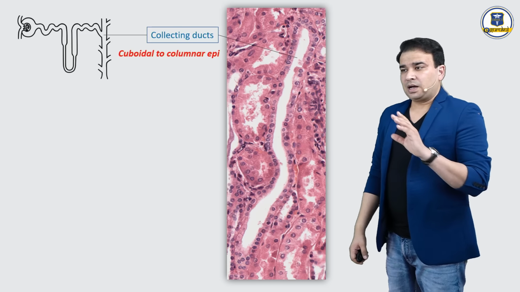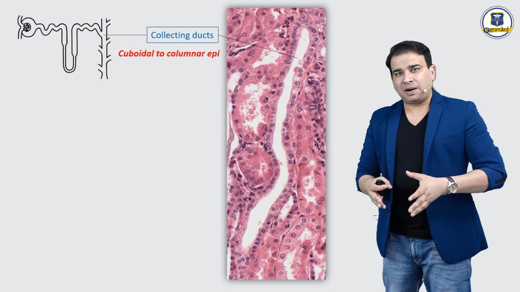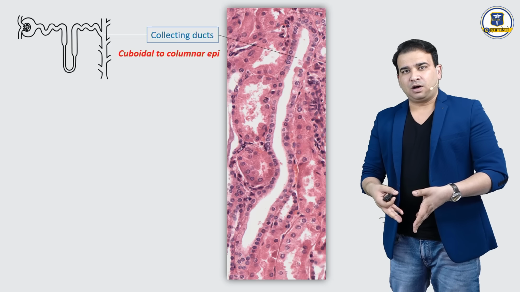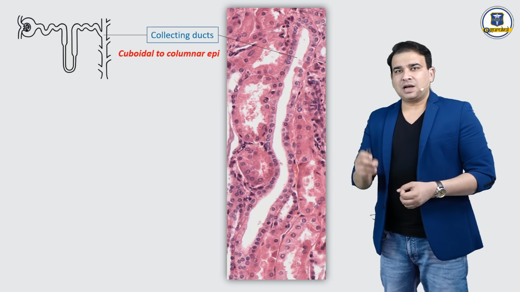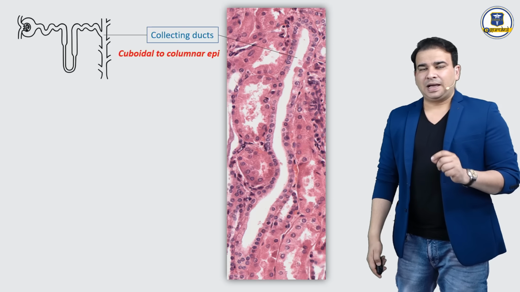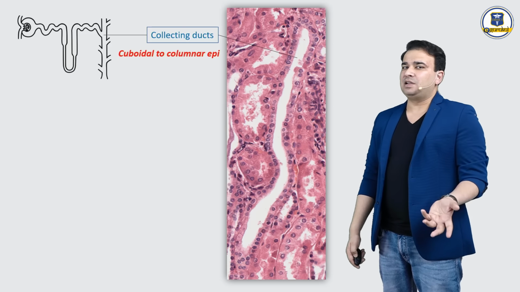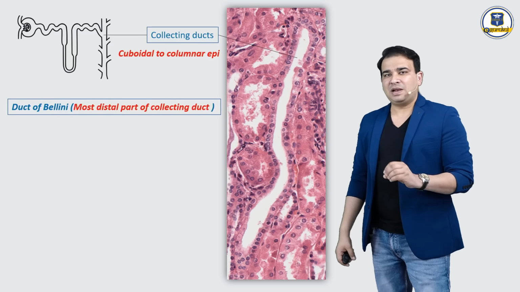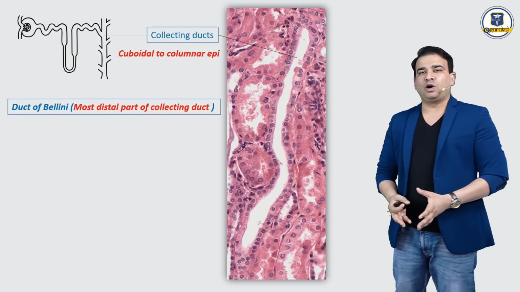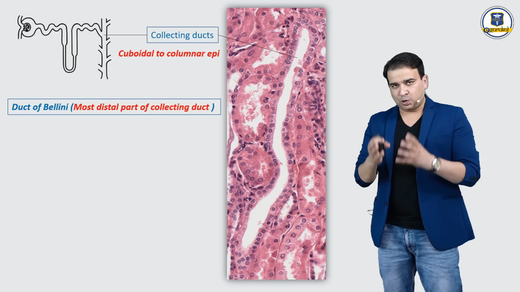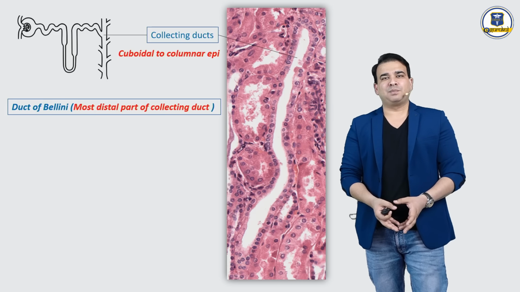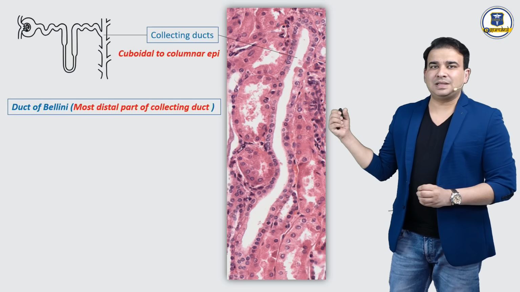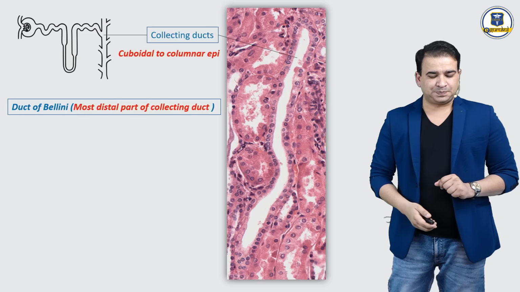Also, the collecting duct in the most distal part, close to the pyramid of the kidney, is called the duct of Bellini. And in the duct of Bellini, the lining epithelium is the same epithelium that we have here, that is a cuboidal epithelium. So the duct of Bellini, which is the most distal part of the collecting duct, near the apex of the pyramid, has the same lining epithelium, that is the cuboidal epithelium.